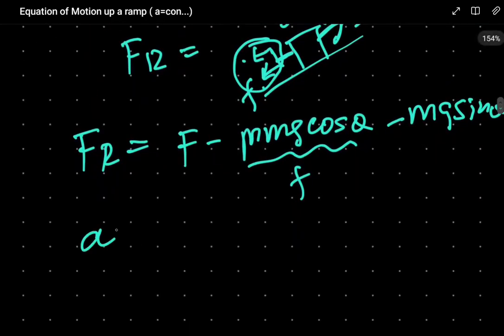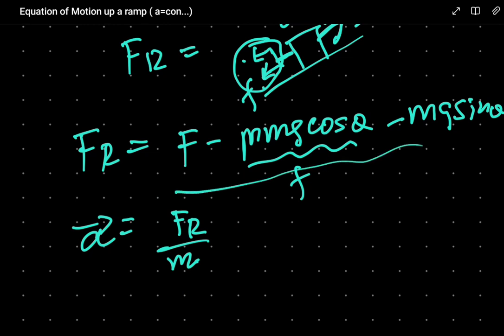Lastly, how do you get the acceleration? By Newton's second law, the acceleration is the resultant force divided by mass.